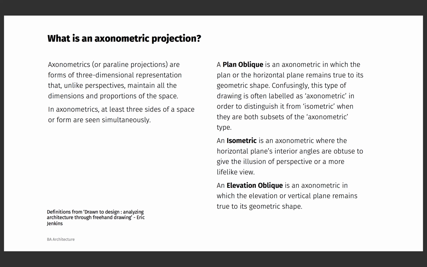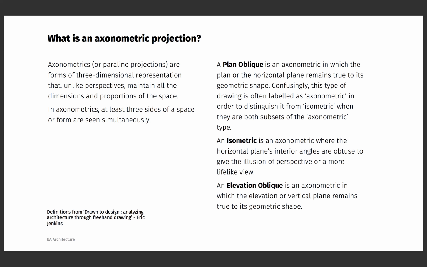It forms a three-dimensional representation that, unlike perspectives, maintains all the dimensions and proportions of the space. So in axonometrics, at least three sides of a space or a form are seen at the same time, simultaneously. And generally speaking, they can be divided up into lots of different types, but three main types that we might be familiar with in architectural representation: the first one is called a plan oblique, and it's an axonometric in which the plan drawing, the orthographic plan or the horizontal plane, remains true to its geometric shape.